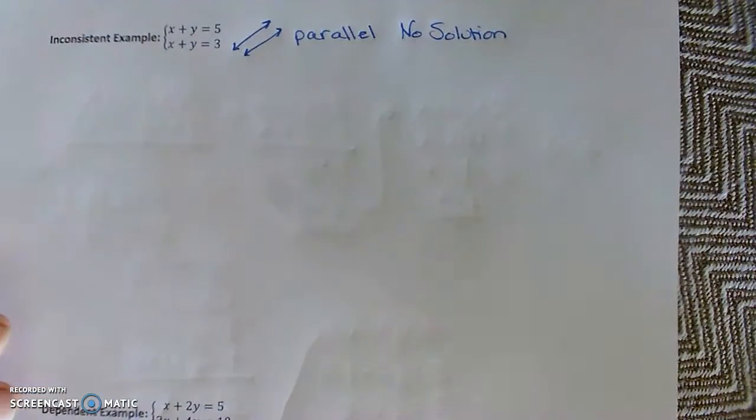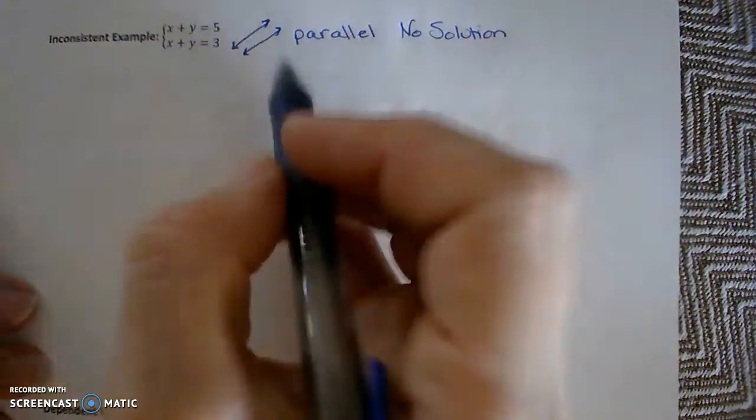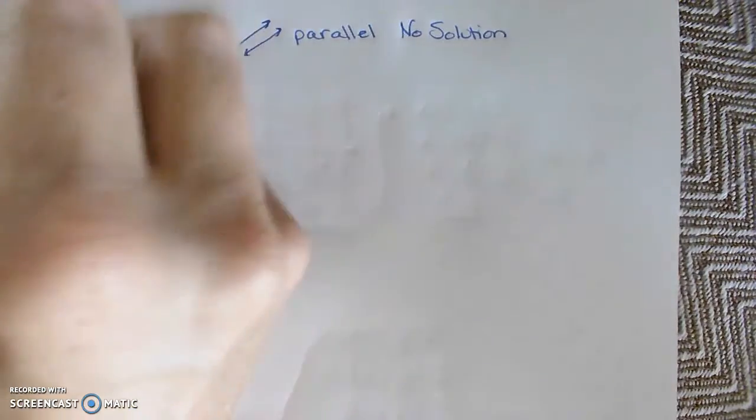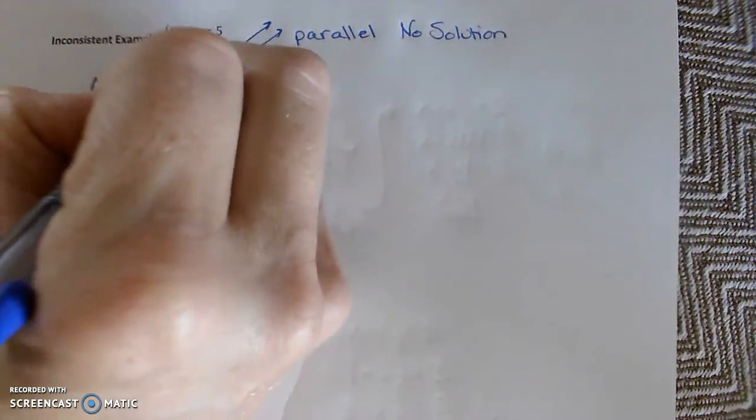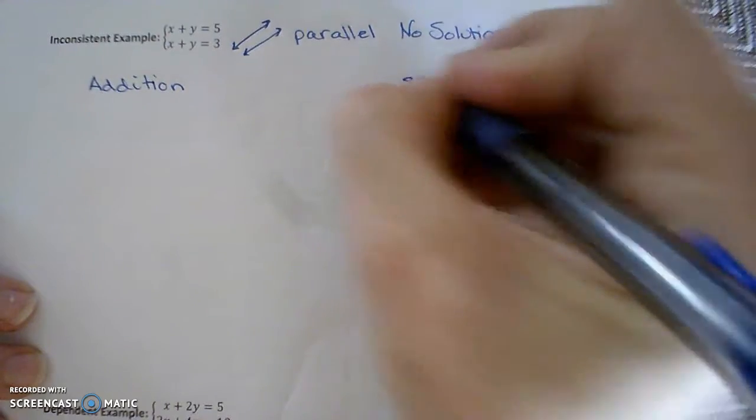But what if we're not looking at the graphs and we had chosen instead to do elimination or addition, or if we had chosen to do substitution?